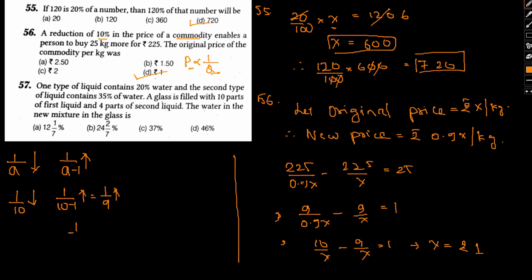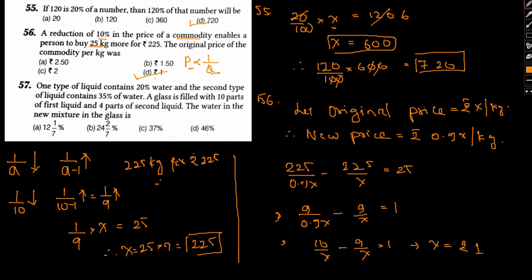Okay, and now this 1 by 9 of x will be equal to the extra 25 kilos, that is 25. So the original quantity will be 25 into 9, that is 225. Okay, original quantity. So therefore the original price will be, the customer was buying 225 kg for rupees 225, therefore the price will be 1. Okay, so this way also we could have solved the question.